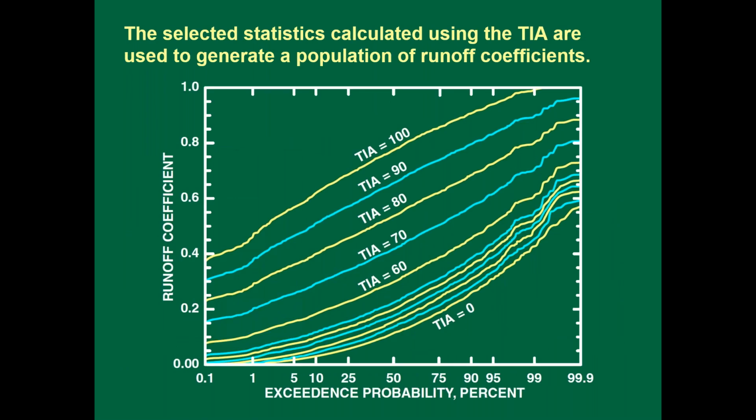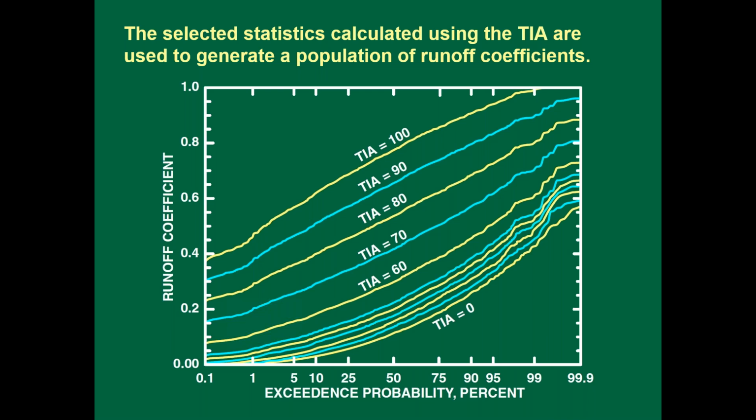So this graph shows the populations that might be generated with our runoff coefficient statistics using the different impervious fractions. The selected statistics calculated using the TIA values are used to generate the population of runoff coefficients. This graph shows the runoff coefficients generated for the upstream basin using the equations developed for non-highway sites. The runoff coefficients vary from 0 to 1 on a linear scale on the vertical axis, and the exceedance probabilities vary from 0 to 99.99 on a nonlinear probability scale on the horizontal axis.